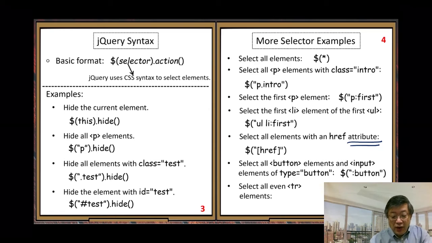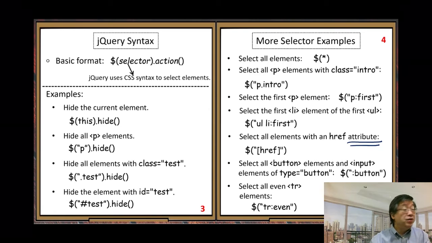Select all even tr elements. Even, odd. You just select even. You can see we just do tr colon even. How simple it is. Here, you just get the idea. We can do a lot of things in a very simple way in jQuery.